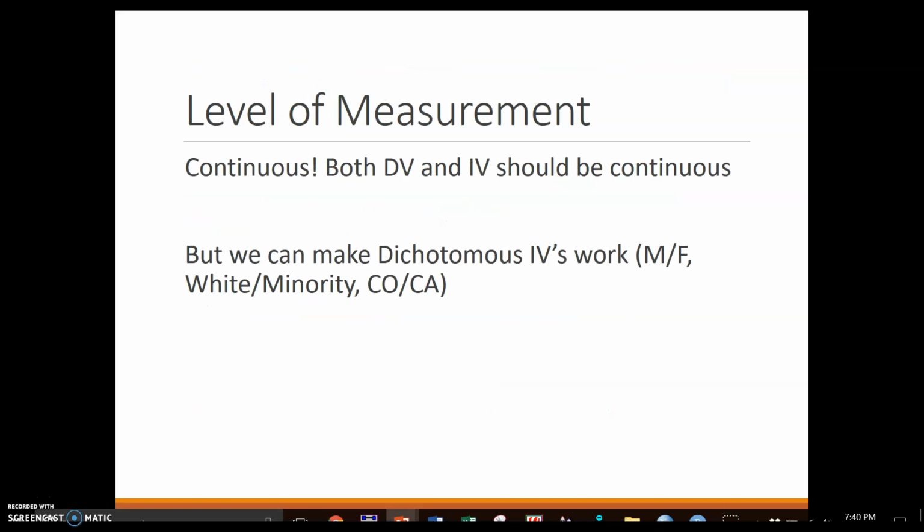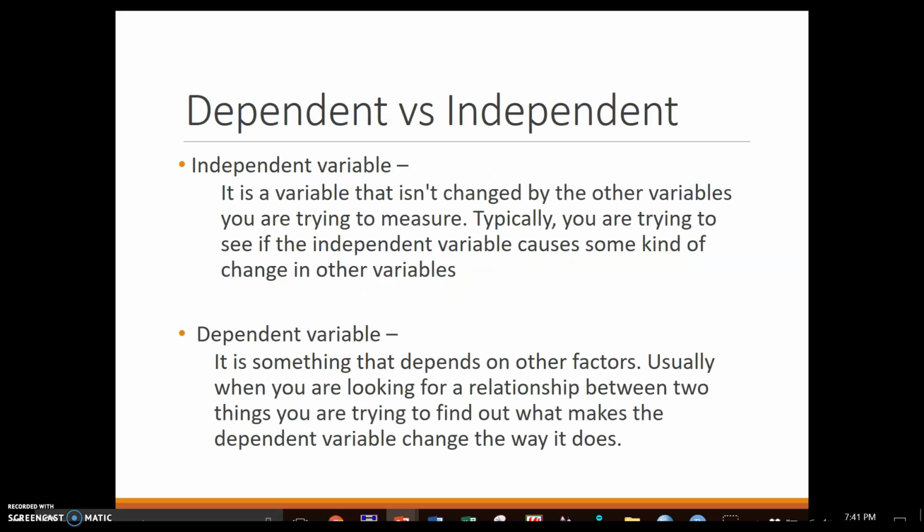So let's start with level of measurement. Both variables have to be continuous. Just like in correlation, we have to have both continuous variables. We cannot use categories for these. Sort of. We can make dichotomous independent variables work. So we could do a dichotomous predictor of male, female, white, minority, Colorado, California, but it's not ideal.